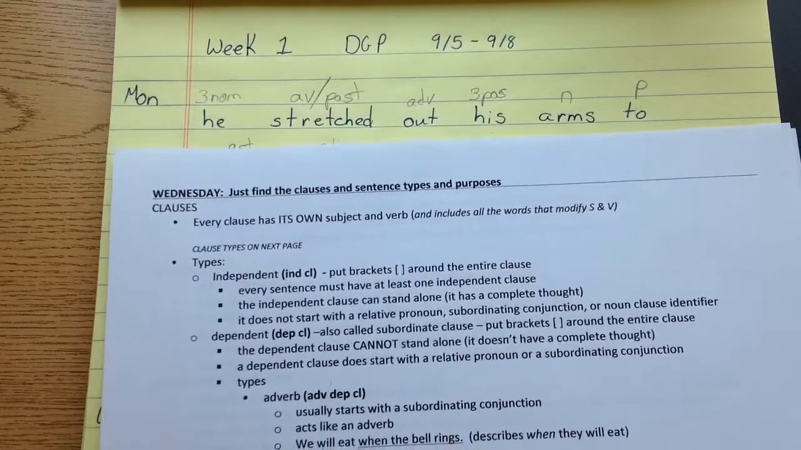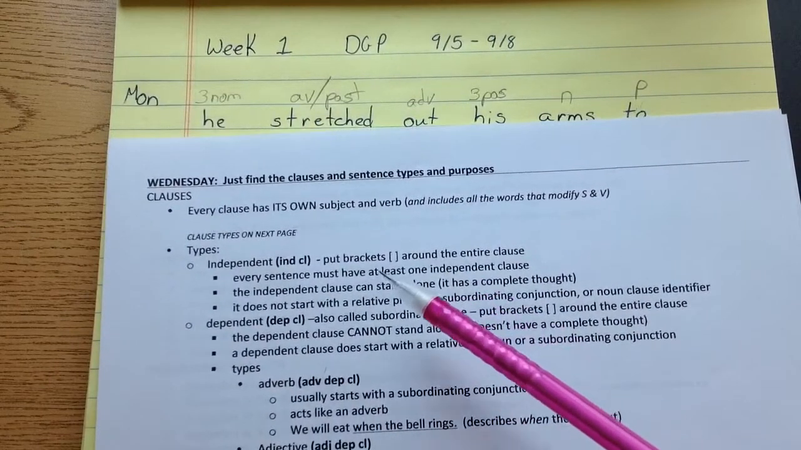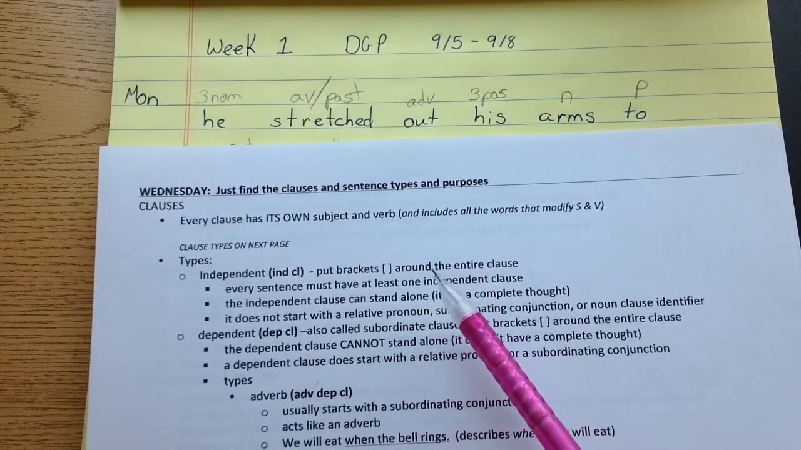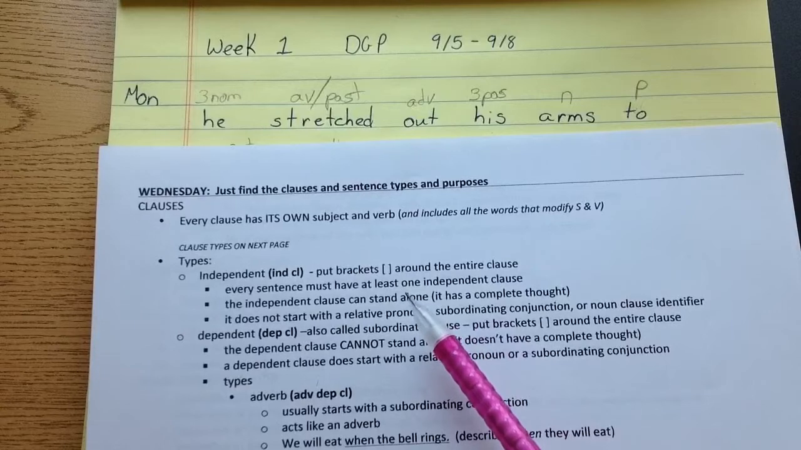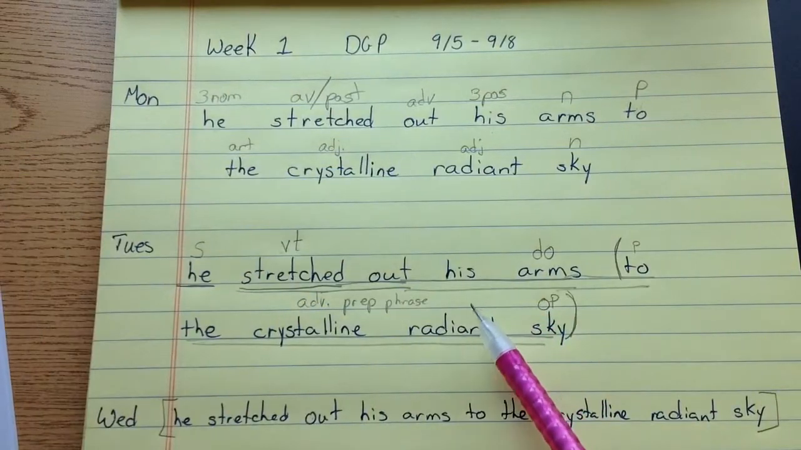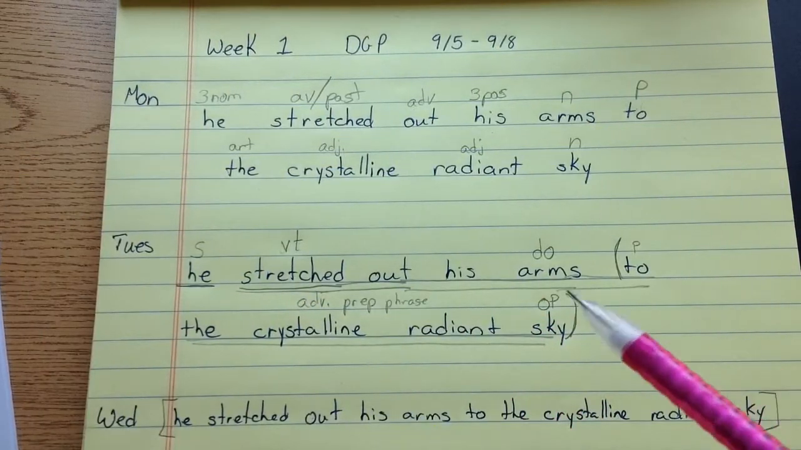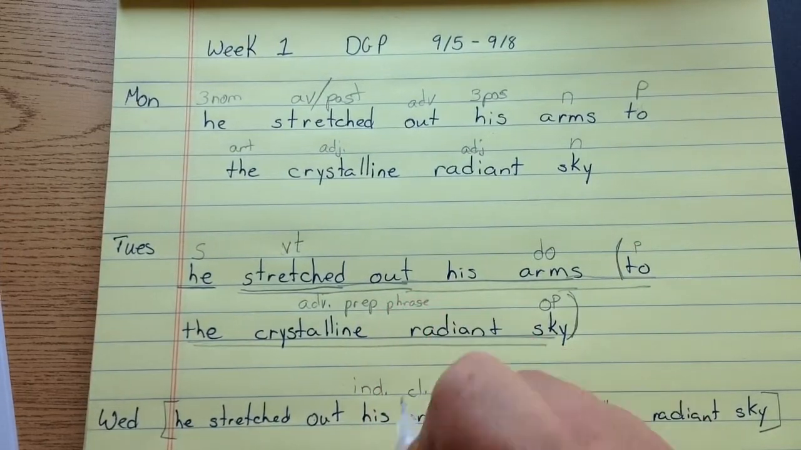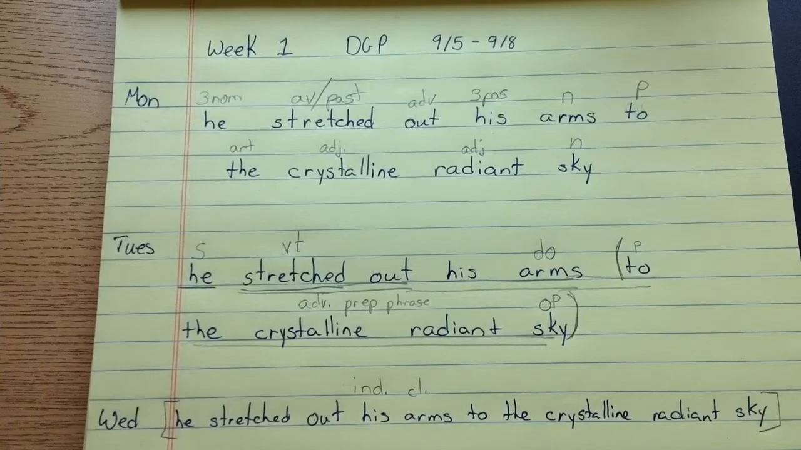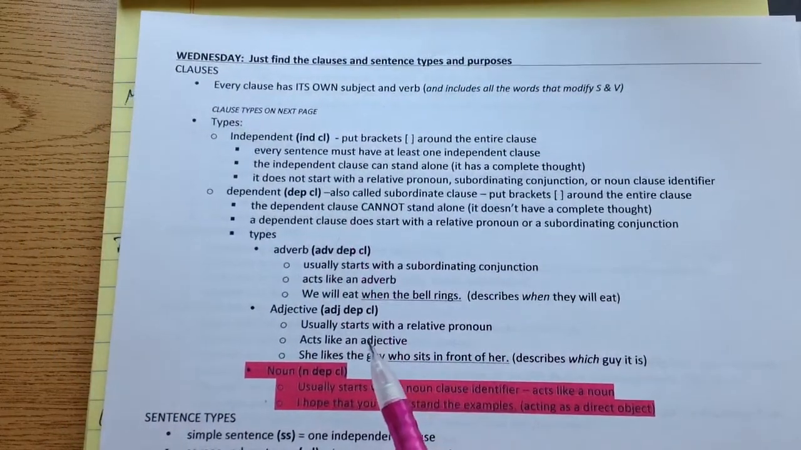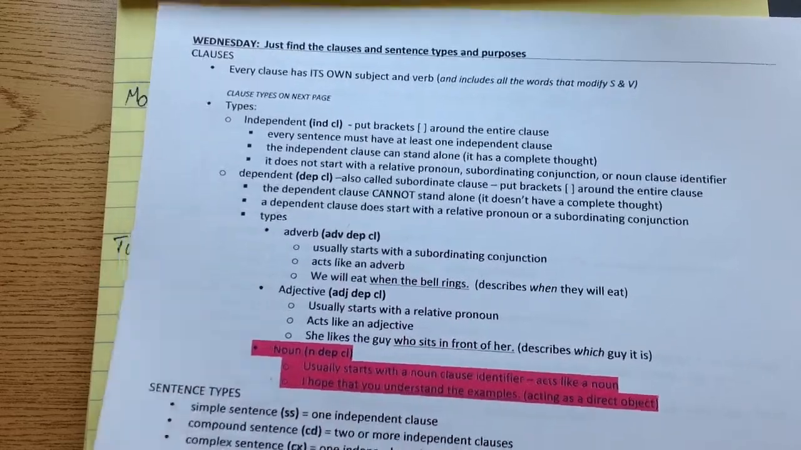That was pretty simple. I need to figure out whether this is an independent or a dependent clause to start with. Okay, so I put brackets around the entire clause. Every sentence has to have at least one independent clause. It can stand alone. It has a complete thought. Well, yeah, everything in there describes this. So above here, I'm going to write INDCL, which is the abbreviation for independent clause. So now, I've already determined it's independent. It's not dependent, so I can skip all of this.